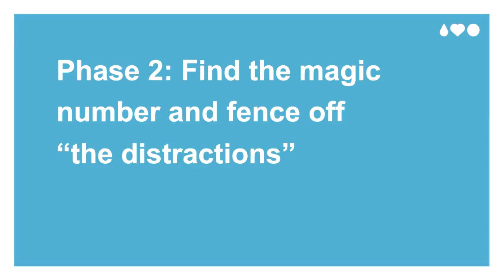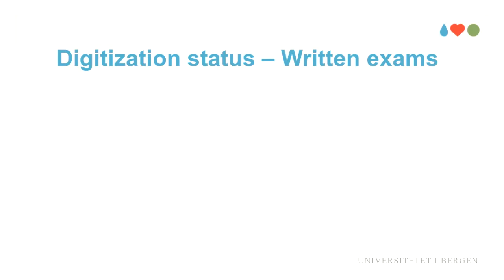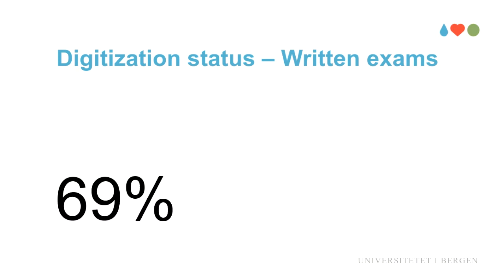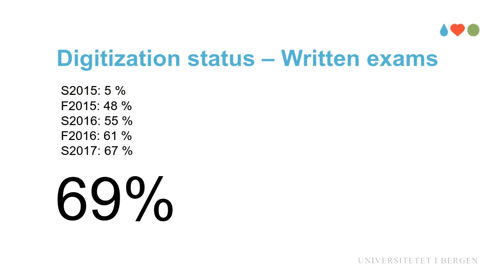So phase two: find the magic number and fence off the distractions. The magic number has something to do with digitization status, and the magic number is 69%. And then you ask, what is this number? Where does it come from? Well, it's about adhering to the "everything" perspective that my vice rector said. So these are our implementation rates of digital assessments from the spring of 2015 to the spring of 2017.